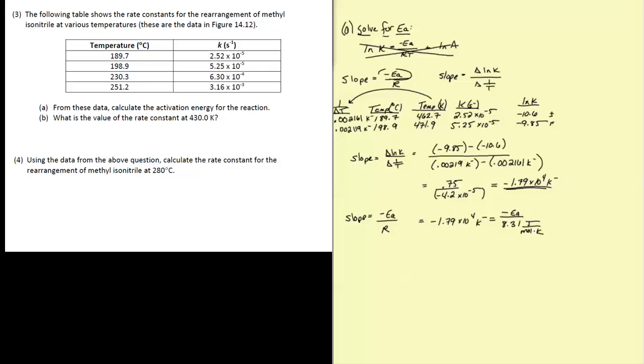So negative activation energy is going to be equal to negative 1.79 times 10 to the fourth times 8.31. So our negative activation energy is minus 149,000 joules per mole, or our activation energy is 149,000 joules per mole. Now activation energy always needs to be a positive value.